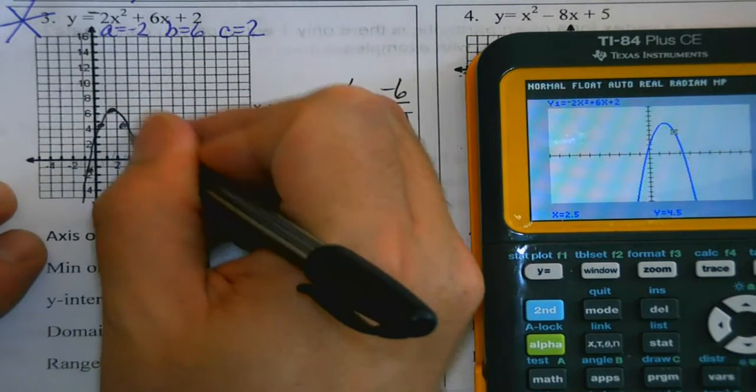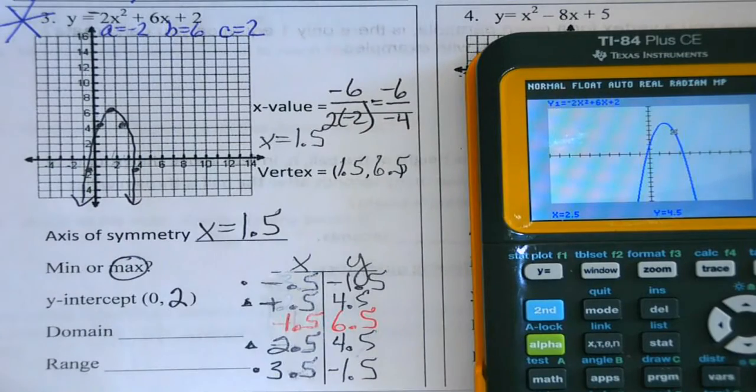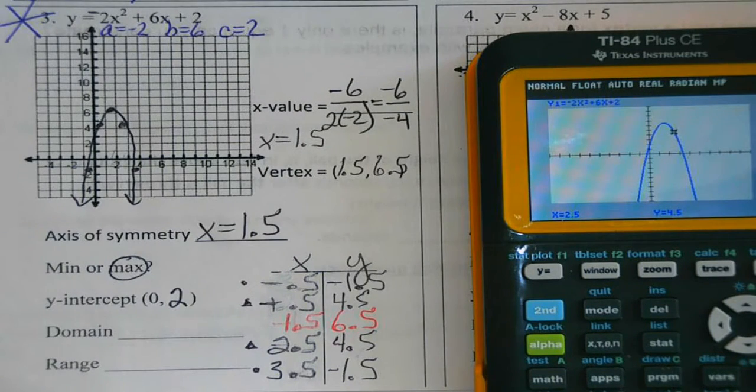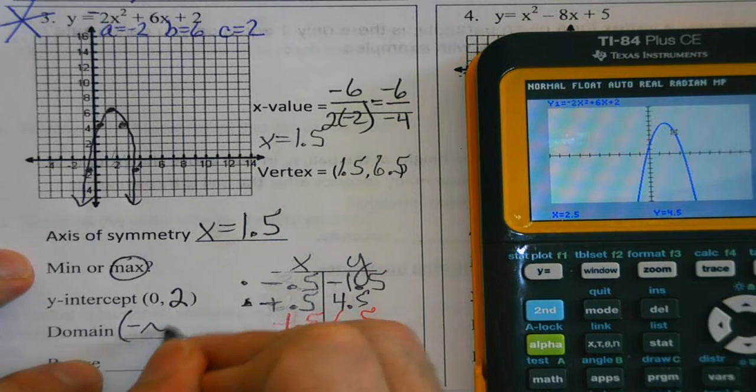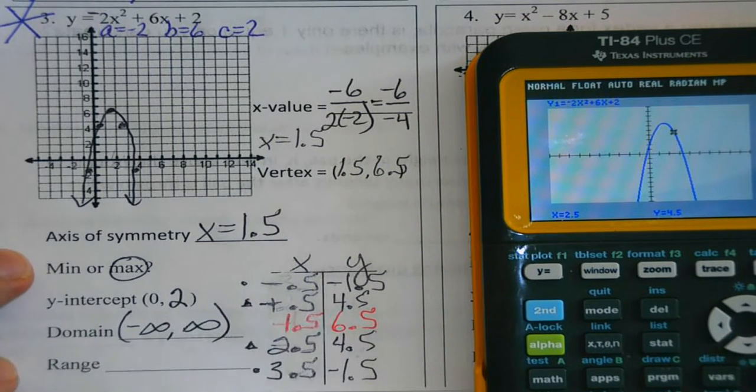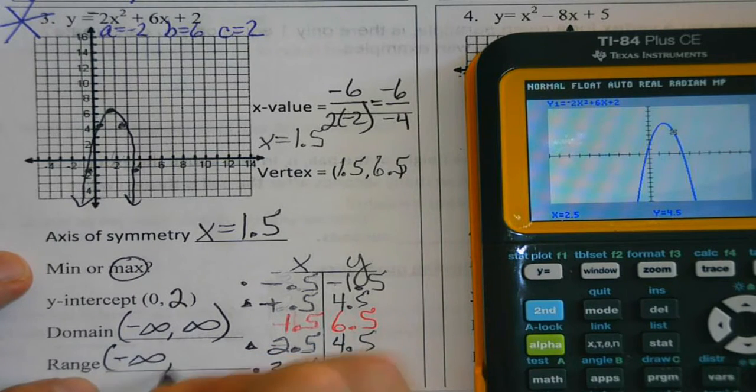I get my parabola that opens downward. So don't let the decimals throw you off. And then domain and range. That's really no different than it has been. Domain's still negative infinity to infinity. And range is still bottom to top. So it goes down forever.